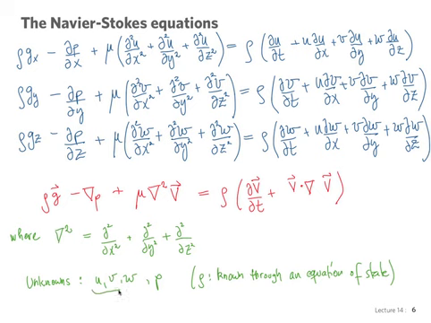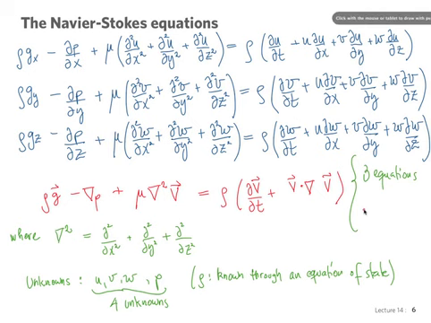So we have four unknowns, and we have four equations, of course. These are three equations, but plus continuity. If you recall, continuity was simply that the divergence of velocity equals 0. This is our fourth equation. And here we are with the Navier Stokes equations.